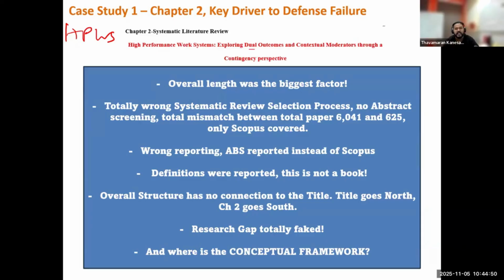Summary of the examiners' comments, okay? This one is a redefense. He has to redo the whole of chapters 1 to 3 again, redefense the whole thing. Overall length was the biggest factor. I'll show you all the evidence later. Totally wrong systematic review selection process. Wrong reporting, ABS reporting instead of Scopus. Definitions were reported. There is not a book. Overall structure has no connection to the title. Title goes north, chapter 2 goes south. Research gap totally faked. And where is the conceptual framework? So these are the main issues.